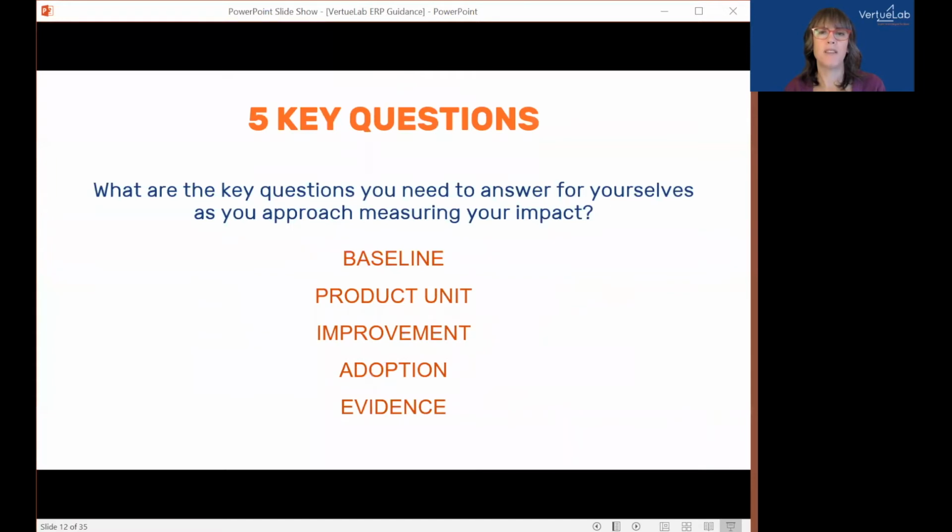There are 5 key questions that we recommend that you start your process of measuring your impact with. And this is where we start every one of our impact measurement and management sessions with companies. I'll walk through each of these 5 step by step.